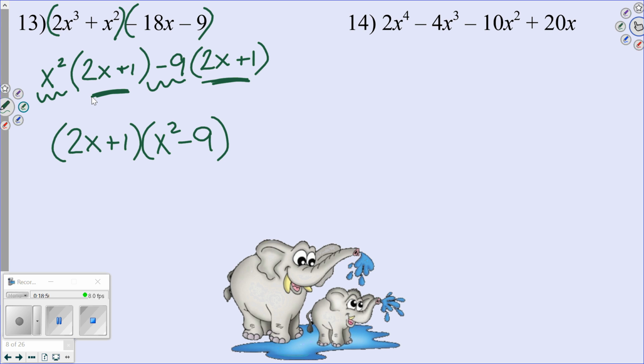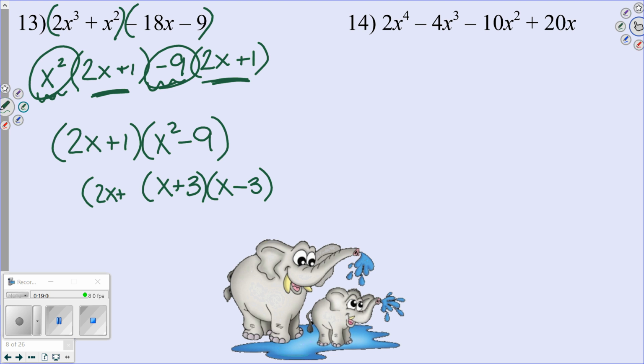X squared minus 9. What's x squared minus 9? X plus 3, x minus 3. They were just the leftover pieces. This and this. It's the stuff that's not the common factor. And then 2x plus 1. Yeah, no, take a minute. Take it in.